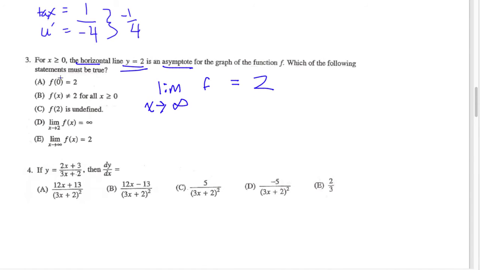F of 0 equals 2. This is saying that the height at 0 is 2. Well, what you just wrote down is one of the answers. Oh, is it? Oh, shoot. Okay, well, done. I want to still go through all these choices. This is saying that the height at 0 is 2.